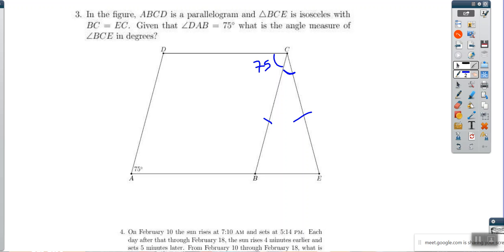BC. How do you know that's 75? Oh, because they're parallel, so that's 75. Okay. All right. So you know that's 75 too, right? Yeah, and then 75 plus 75 is 150, and to complete a triangle of 180 degrees, the next angle will be 30. So BCE is 30 degrees. All right. Brilliant.